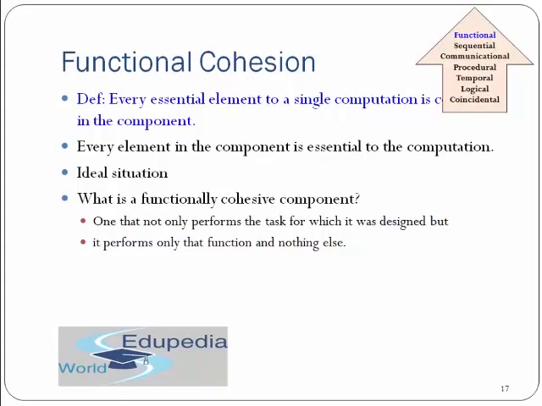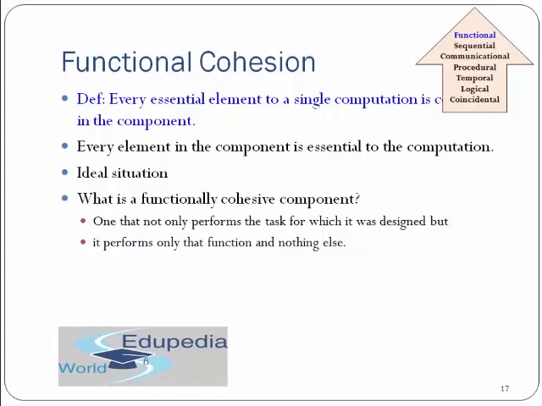So whenever you perform some addition, maybe you'll be needing different registers or different variables to perform that. How these variables are related is an example of functional cohesion. Every element and component is essential to the computation, and it's an ideal situation if we can keep the functional cohesion. And what is a functionally cohesive component?